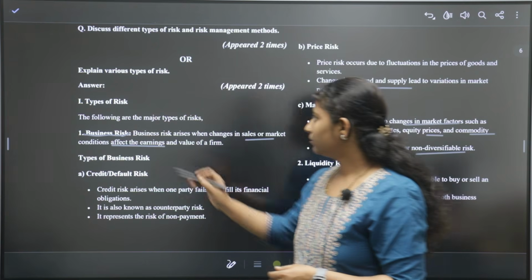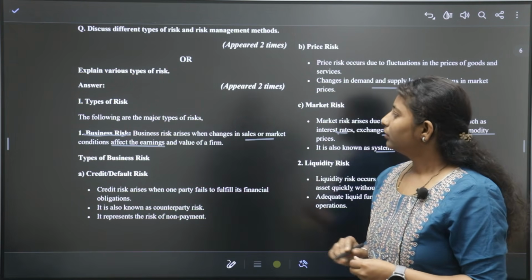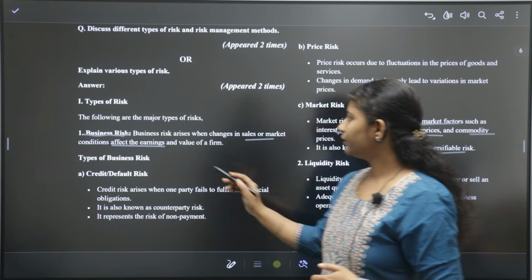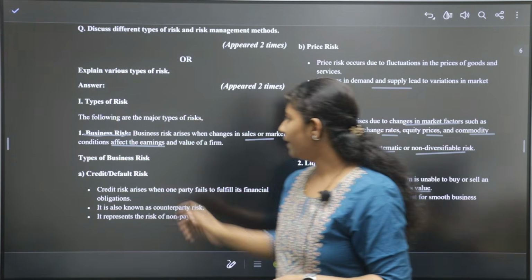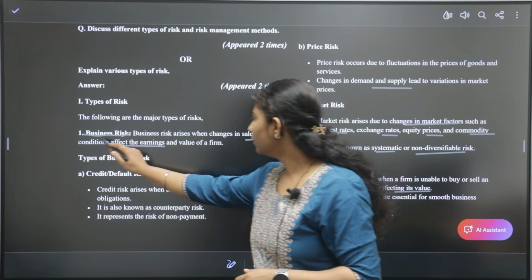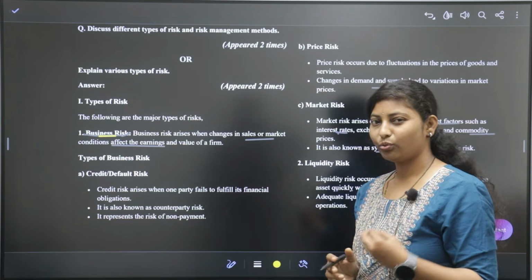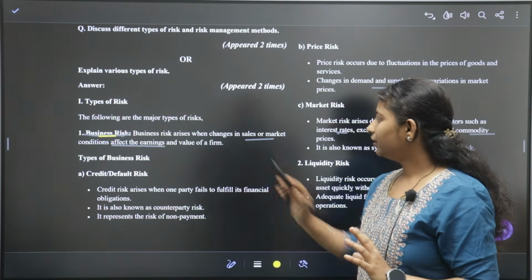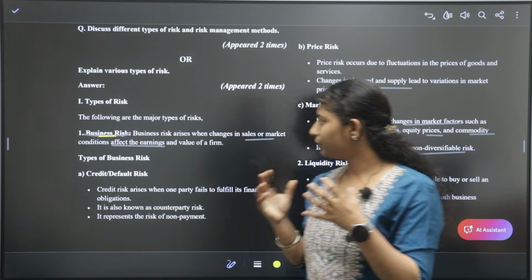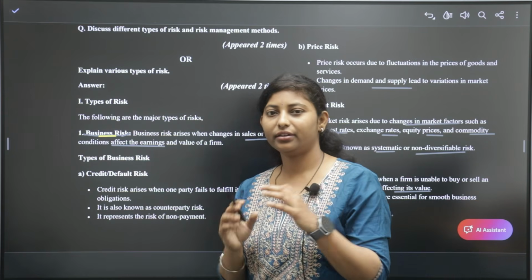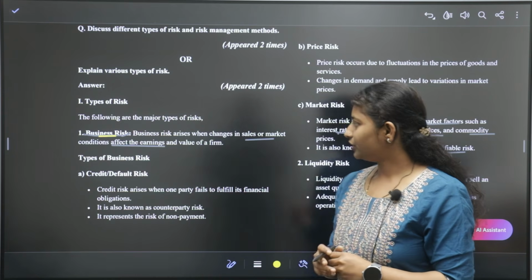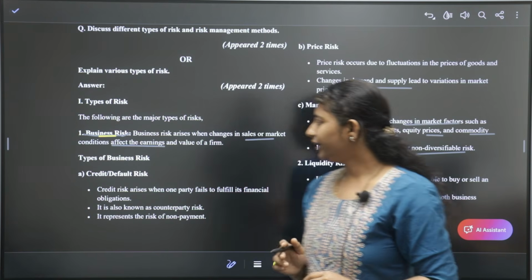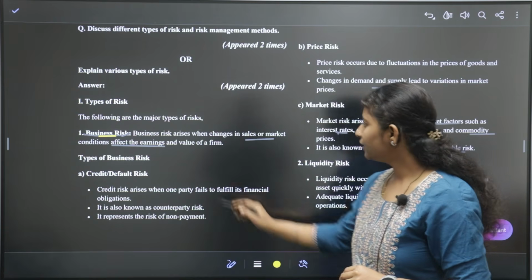So let's start. First, types of risk. There are majorly 5 types of risk. Okay, we will discuss one by one. The first type of risk is the business risk. Business risk arises when there are changes in sales or market conditions that affect the earnings and value of a firm. So a business gets the risk when there is a certain change in the market conditions that affects its earnings and the value of the firm, increase or decrease. So that is the meaning of business risk.